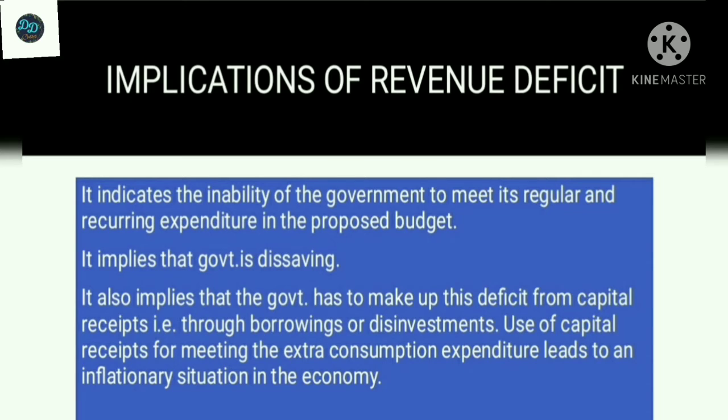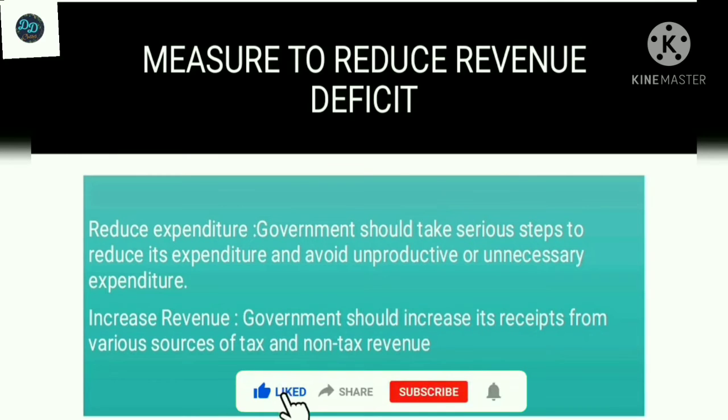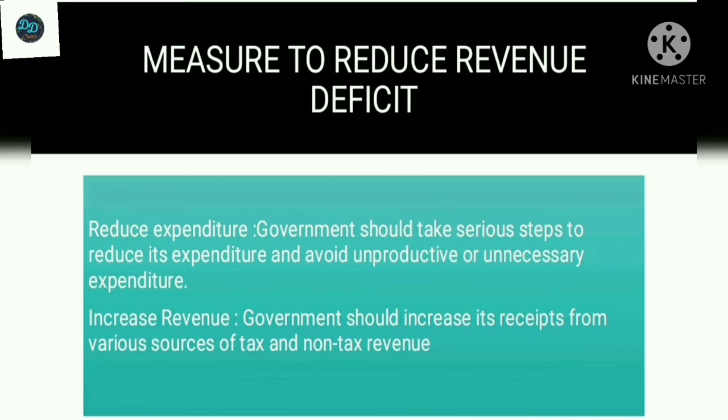Let us start the third point. It also implies that the government has to make up this deficit from capital receipt, that is through borrowings or disinvestment. That means revenue deficit either leads to an increase in liability in the form of borrowings or reduces the assets through disinvestment. Next, what are the measures to reduce the revenue deficit? Reduce the expenditure and increase the revenue. Reduce expenditure means the government should take serious steps to reduce unnecessary expenditure and avoid unproductive expenditures. And increase the revenue: the government should increase its receipts from various sources of tax and non-tax revenue.